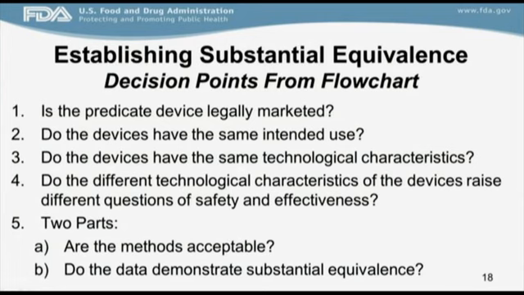The third decision point is, do the devices have the same technological characteristics? And if they do not have the same technological characteristics and they raise different questions of safety and effectiveness, then you're going to move through decision points 4 and 5. If there are differences, again, in decision point 5, it's 2 parts. You're going to provide the methods acceptable for your performance testing to demonstrate substantial equivalence, and you're going to provide the data that is used to demonstrate that substantial equivalence. So the reviewer is going to look to make sure that you've addressed these decision points. So please take the time to review the flowchart and make sure that your 510K submission provides the information necessary.